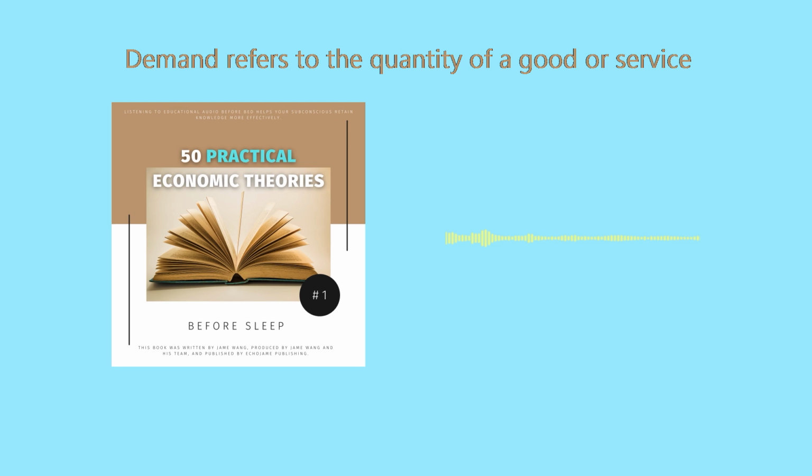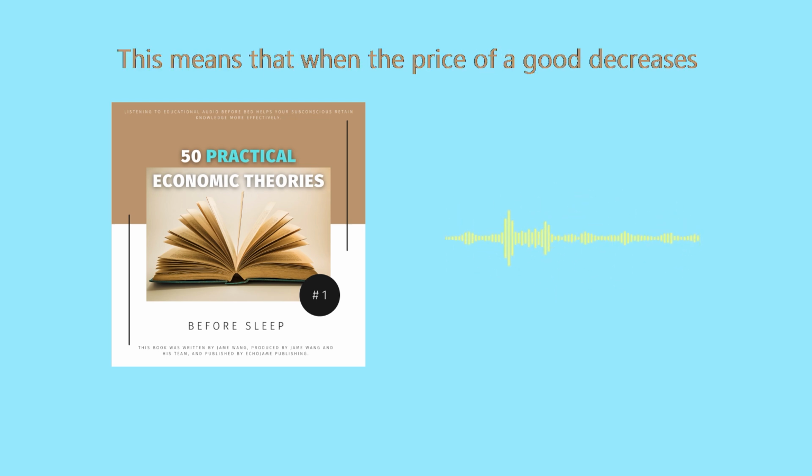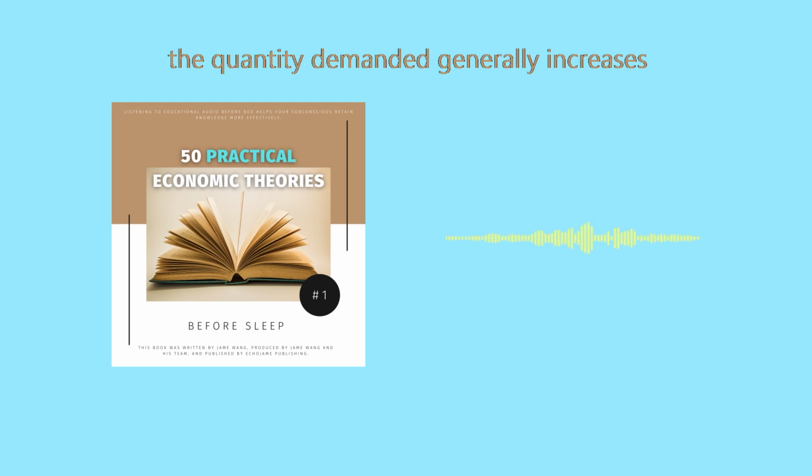Demand refers to the quantity of a good or service that consumers are willing and able to purchase at various price levels. According to the law of demand, there is an inverse relationship between price and quantity demanded. This means that when the price of a good decreases, the quantity demanded generally increases, and vice versa.